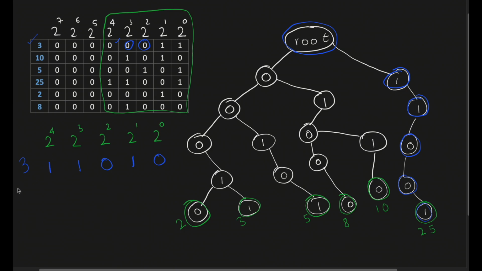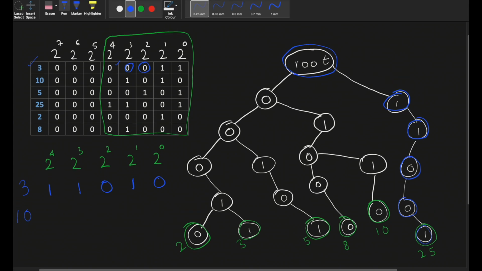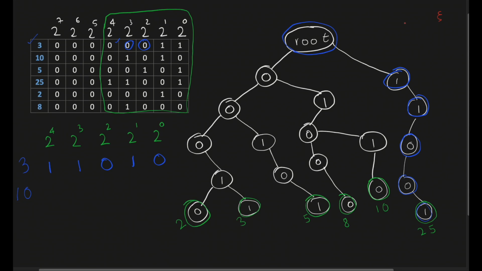Now let us see what would be the maximum XOR with 10. I'll change the pen color for this. Now 10's bits are, first bit is 0. So we'll be standing at the root and say, okay, my bit is 0. Does the opposite exist? Yes, it exists. So I'll come here and it will also set 1 here.